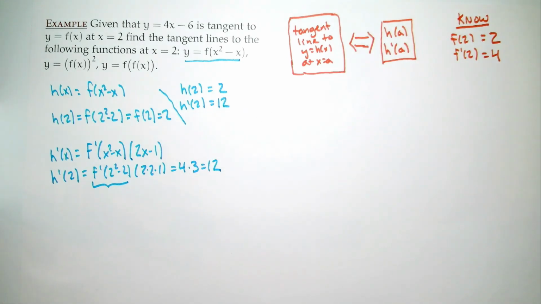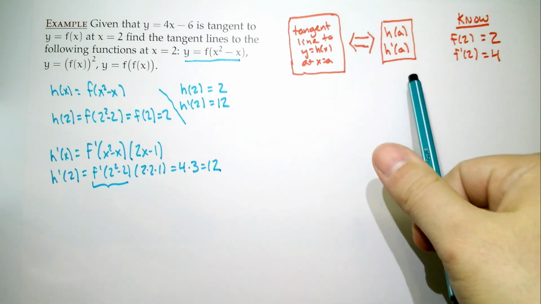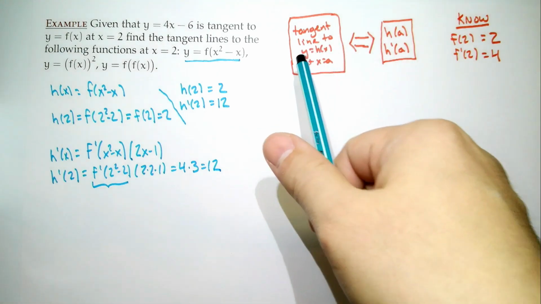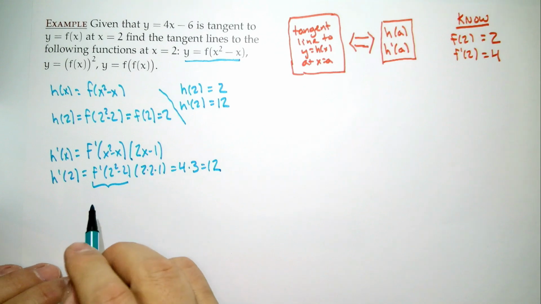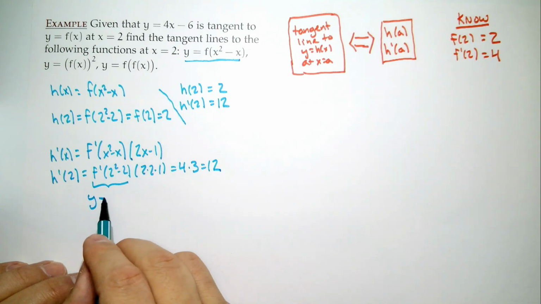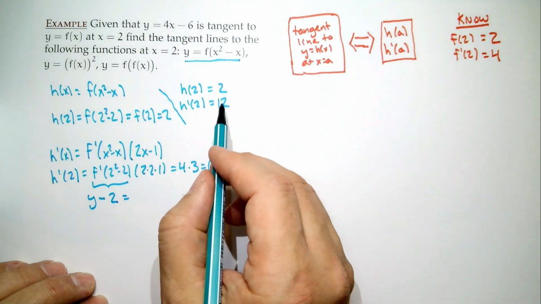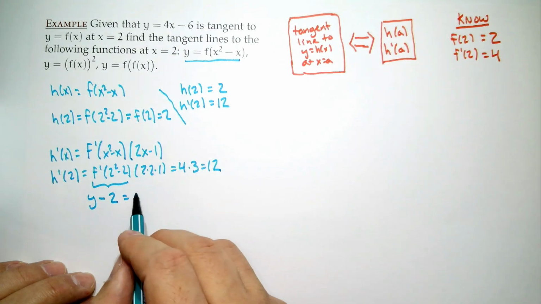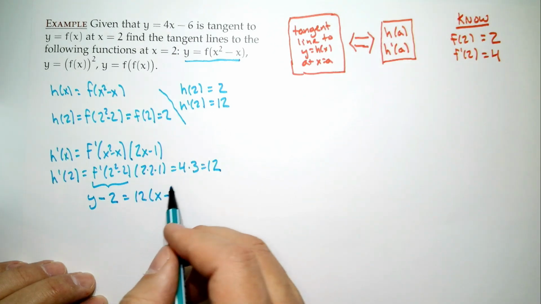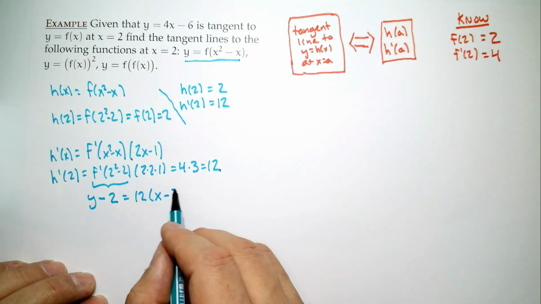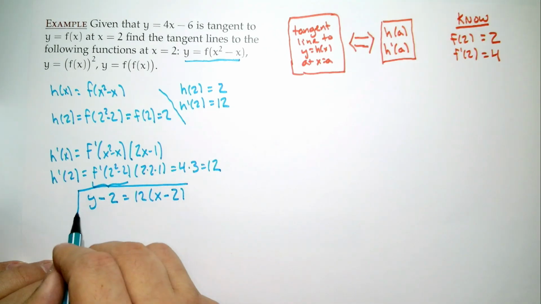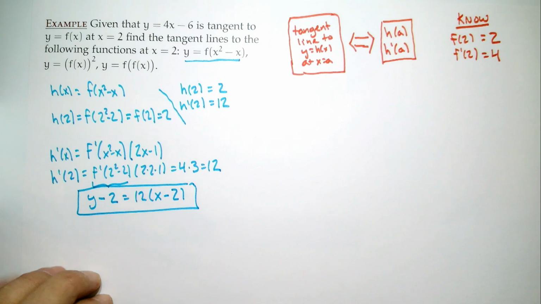And now we have our two pieces of information, and so we can reconstruct the tangent line. So we say, okay, y minus the y-coordinate 2 is equal to the slope, 12, times x minus the x-coordinate, which is 2. So there's the first one. So for f of x squared minus x, that's what we get. All right, now let's do a different one.